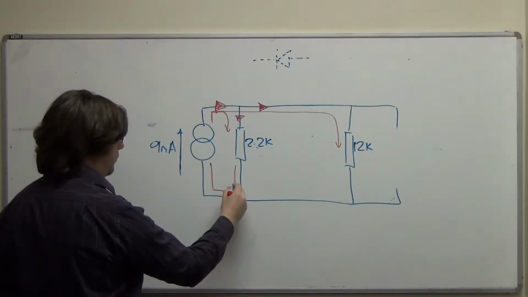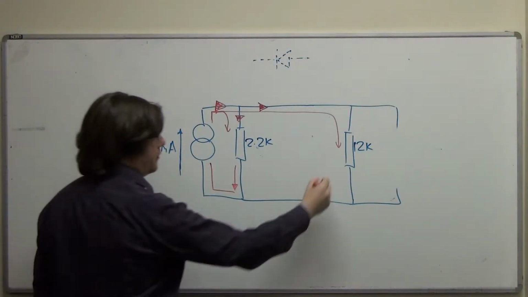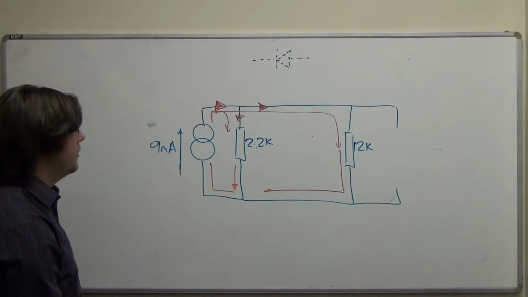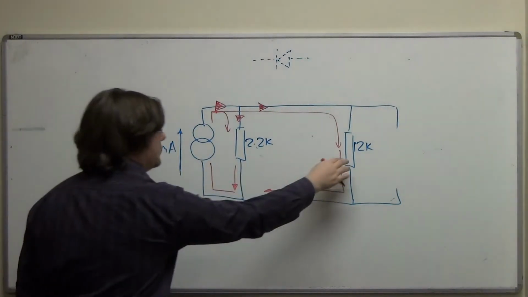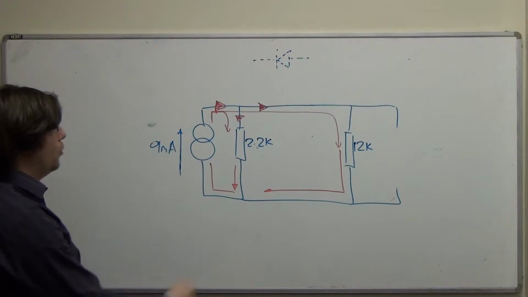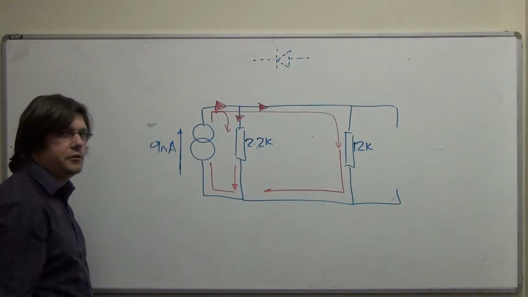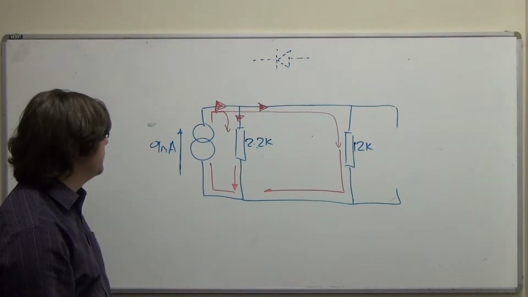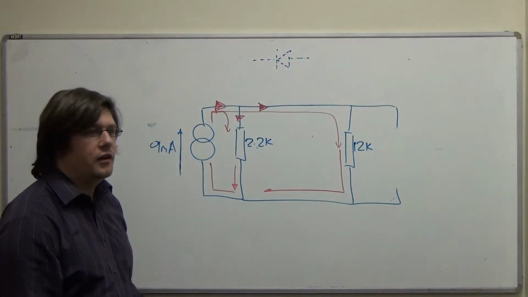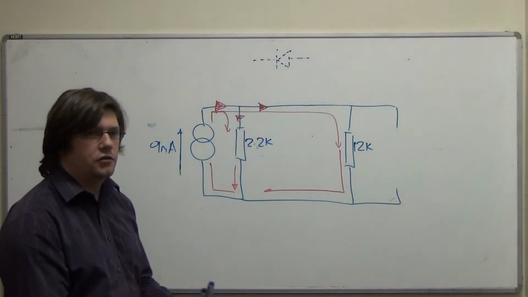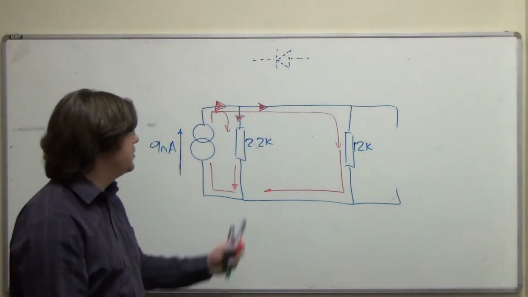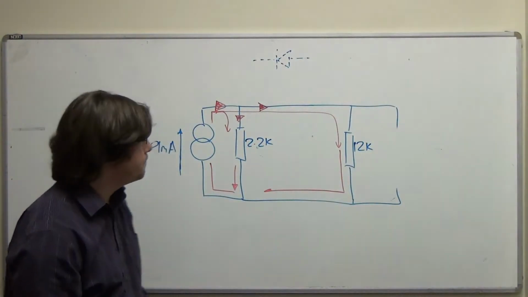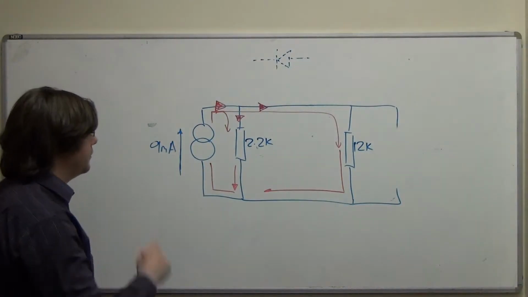So this bit here must be 9, but that will be a fraction of 9, and this one will be a fraction of 9 as well, and it will be divided up in the ratio of the resistances. So more current will go through the 2.2k because it's the smaller resistor. If you were to think of current as being water and the resistors as being constrictions in pipe work, this would be a wider pipe than this one. So this gets the bigger share of the current.